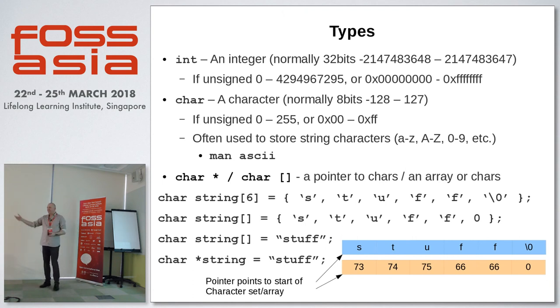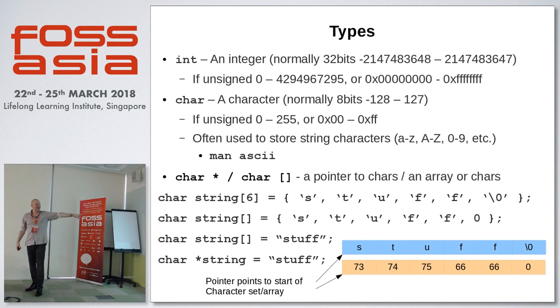So if everyone looks at the ASCII manual page, man ascii, it'll give you a table of what the values are for all the ASCII characters. This is probably something most programmers should actually know. You don't have to know every value, but have a rough idea of what the ASCII table looks like. So if I actually want to declare a string in C, a char star, which is a pointer to chars, or an array is actually just, if I refer to the array, I refer to the pointer to the first member. So it effectively is the same thing.